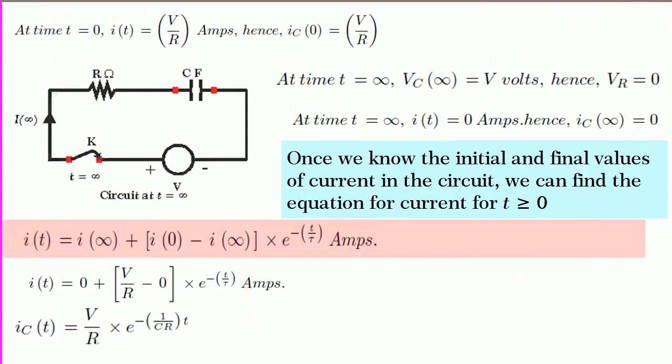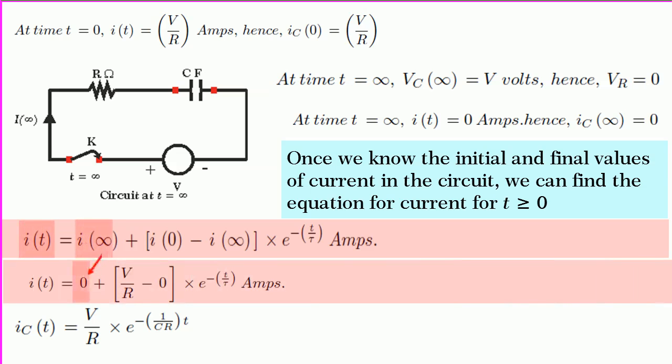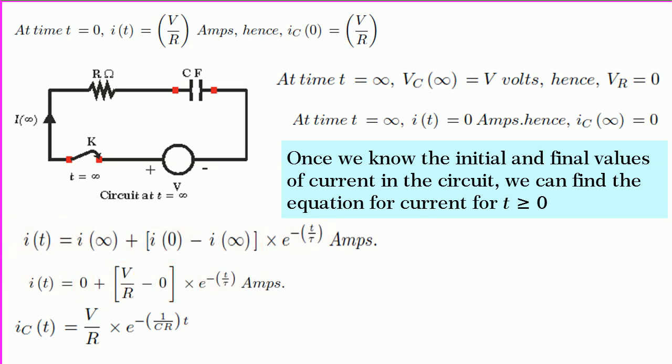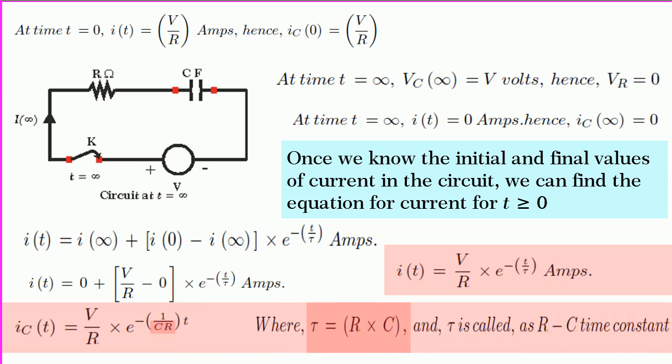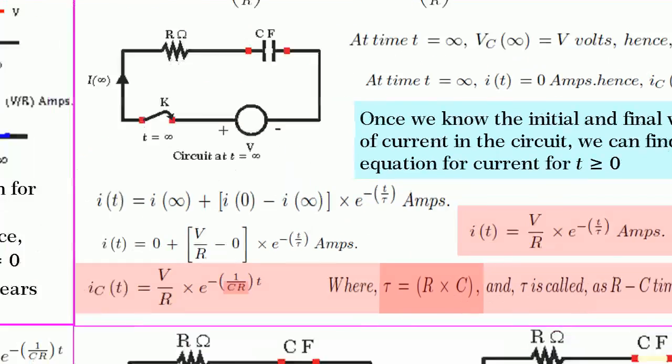By substituting these values in the mathematical identity, I of t is equal to I of infinity plus bracket I of 0 minus I of infinity into e to the power of minus t by tau, we get I of t is equal to V by R into e to the power of minus t by tau, where tau is equal to RC and it is the time constant, as you know.